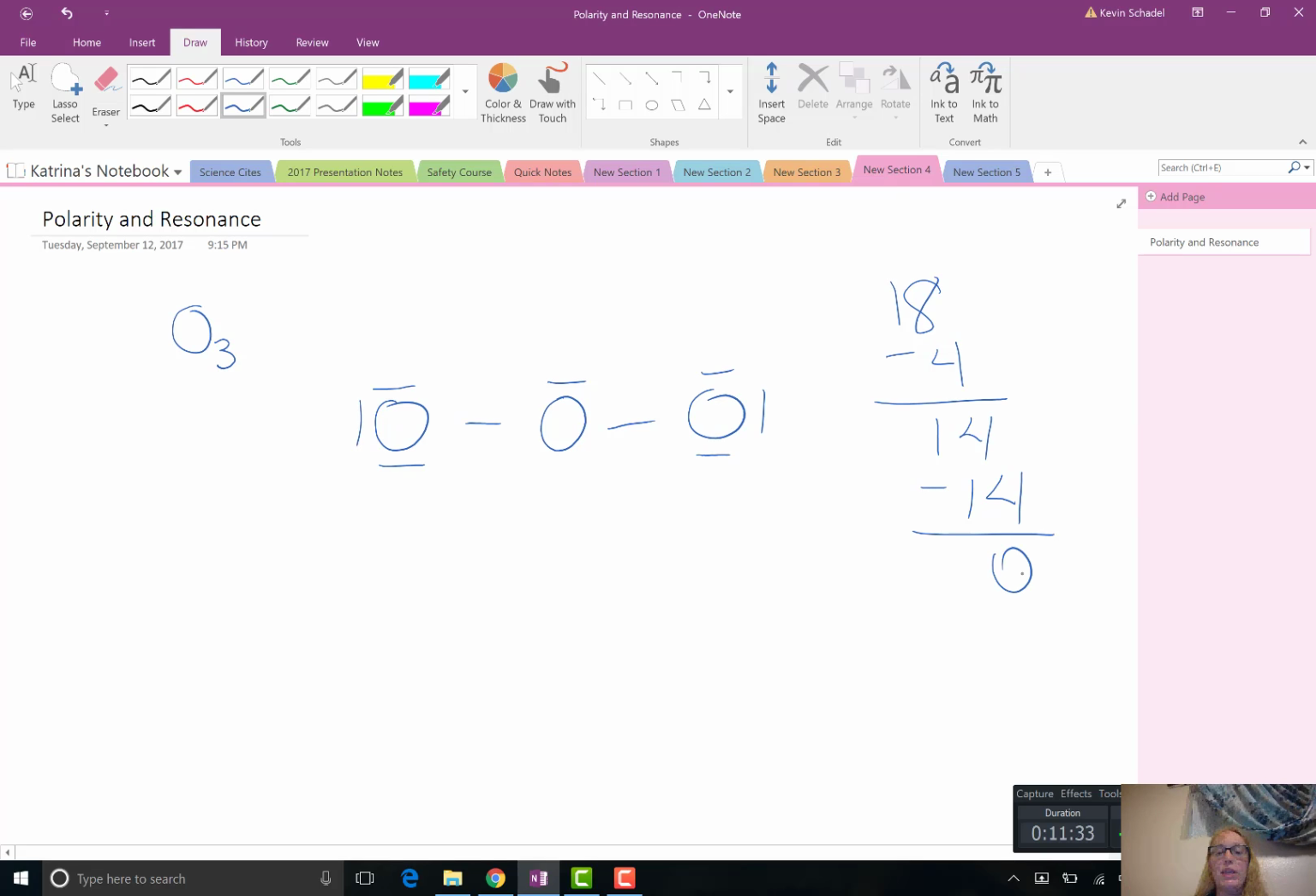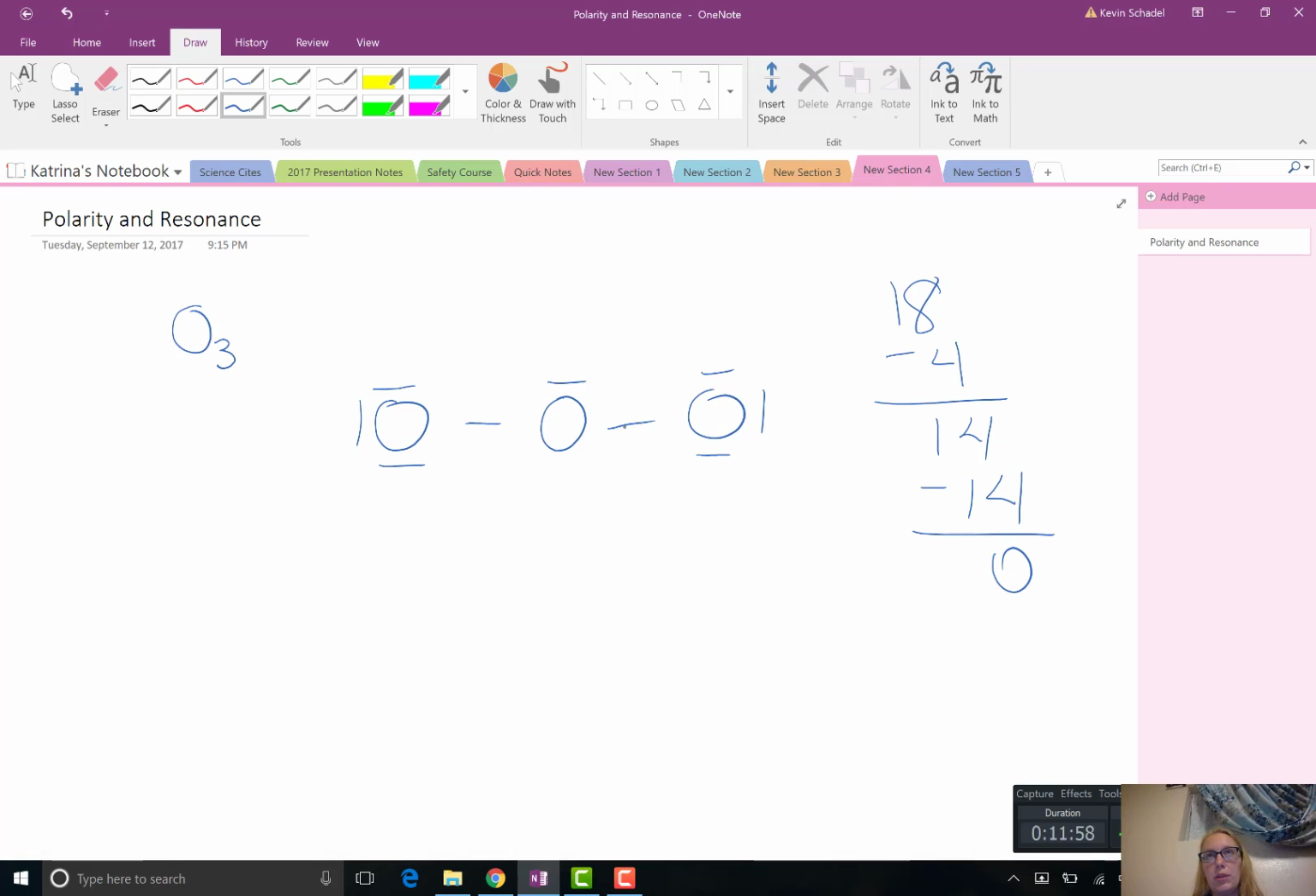I have to see if using up those valence electrons satisfied the octet for each of the atoms in the molecule. If I focus here on this oxygen, I've got 2, 4, 6, 8. If I focus here on this oxygen, I have 2, 4, 6, 8. But if I focus here on the central oxygen, I have 2, 4, and 6. Not a stable octet. So I'm really left with 2 options.